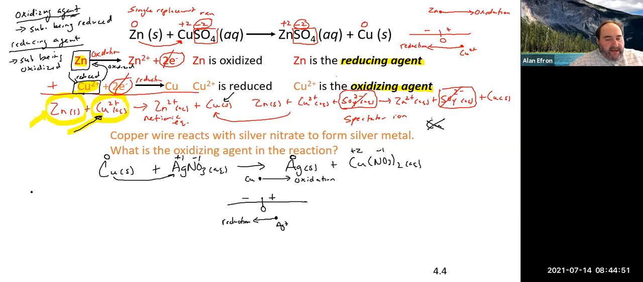The first half reaction would be our oxidation half reaction, and that is copper on one side of the arrow. On the other side of the arrow is going to be copper with a +2 charge. +2 charge means that it has lost 2 electrons, which means that we would show 2 electrons coming off on the product side, and this would be our oxidation half reaction, right?